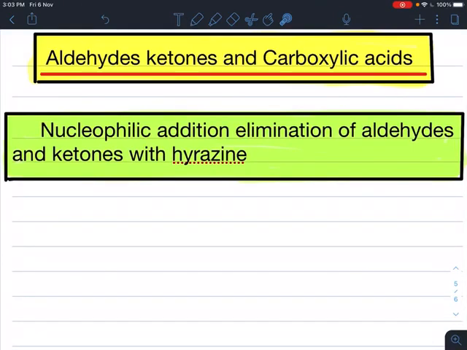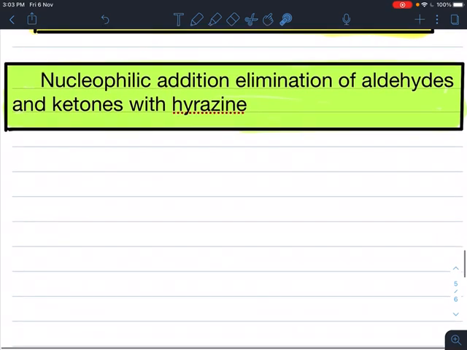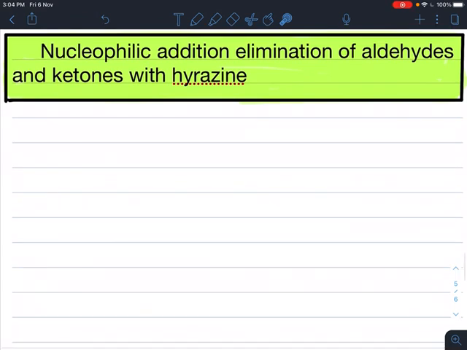Hello students, in this lecture we are going to study nucleophilic addition elimination of aldehydes and ketones with hydrazine. So, addition elimination reaction with aldehyde and ketone. Aldehyde and ketone both contain the carbonyl group. The formula of the carbonyl group is C double bond O.